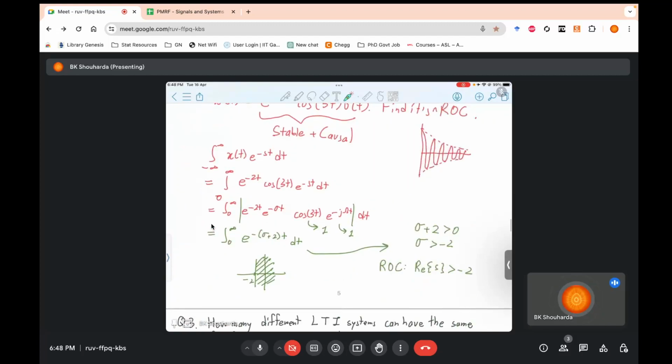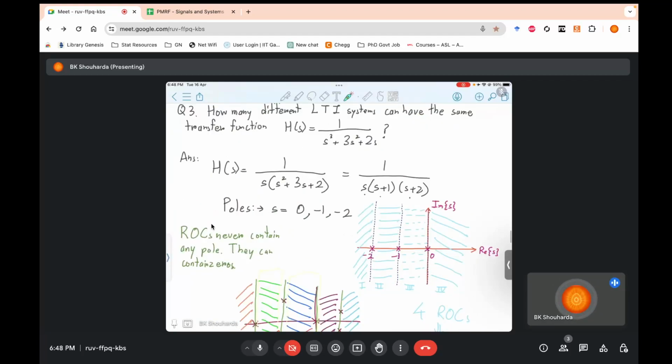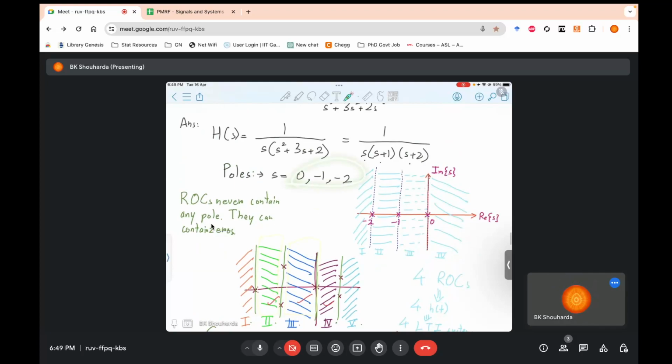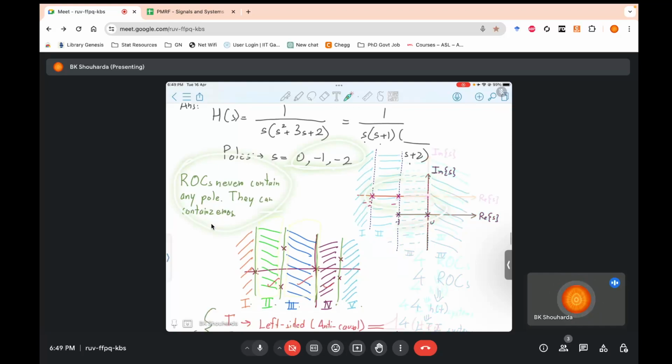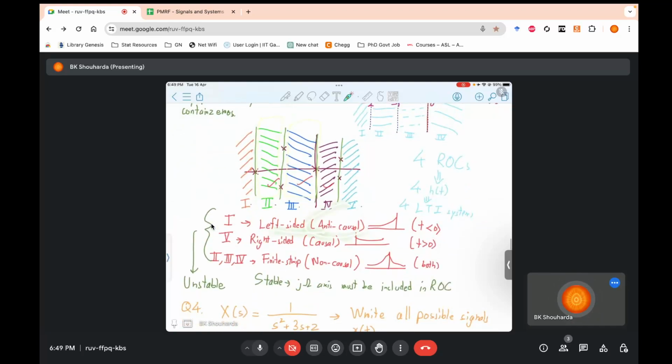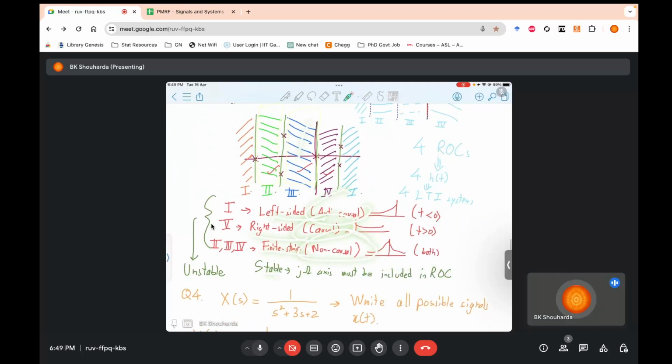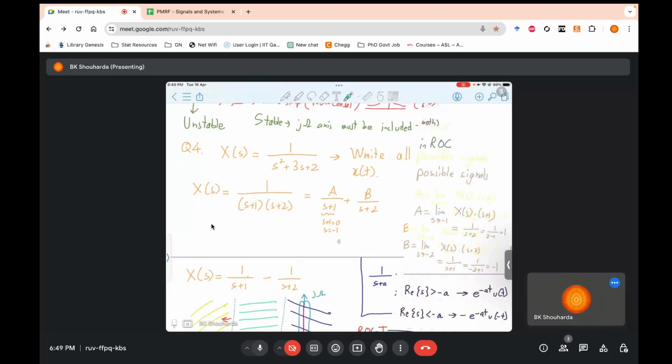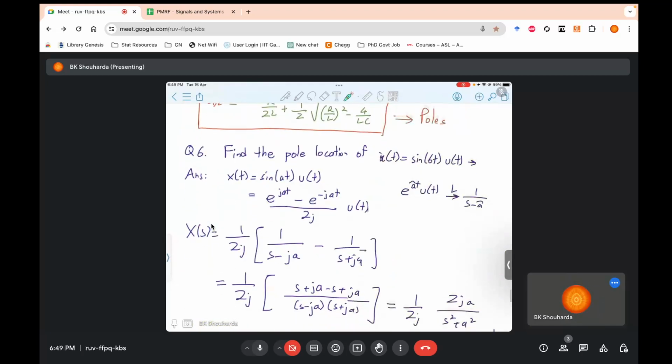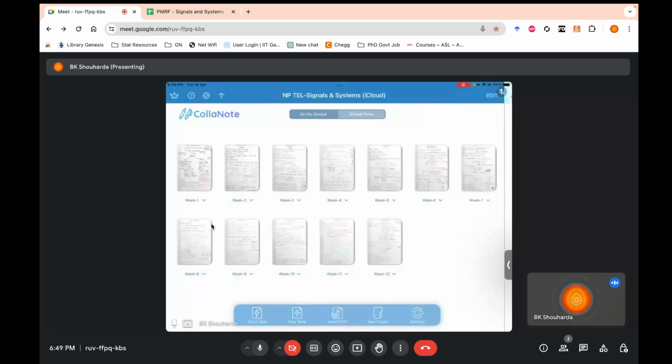So you need to actually expand this x of t e to the power minus st and see the values of sigma for which the integral converges, and that is your ROC. And for any given LTI system, if you have n poles, then you have n plus 1 ROCs. See, you have 3 poles, you have 4 ROCs. And a very important point, ROCs can never contain any pole, they can only contain zeros. So left sided means anti-causal, right sided means causal, finite strip means non-causal. And for stability, the j omega axis has to be included in the ROC. So these are just extension problems of those concepts only.